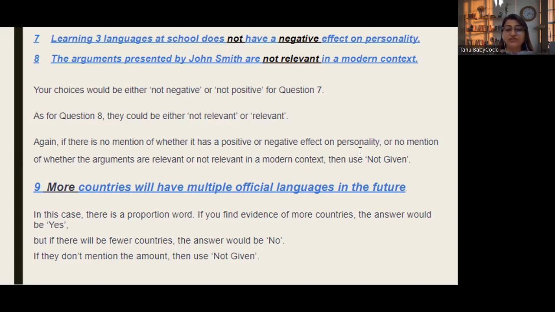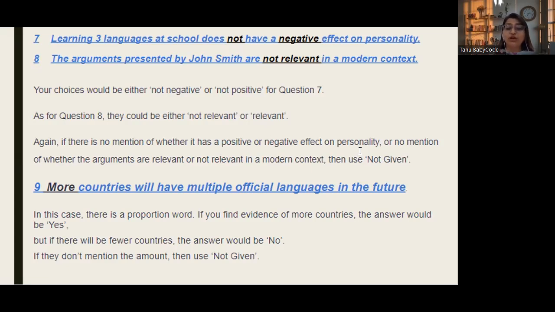Ninth one, more countries will have multiple languages in the future. Now, in this case, there is a proportion word. They are telling you about how many countries, the number here. More countries will have multiple official languages. If you find any evidence of more countries, then the answer would be yes. But if there will be fewer countries, then the answer would be no, because they are contradictory. The statement says more, and in the passage you got fewer countries. So it is contradictory, then you will say it is no.